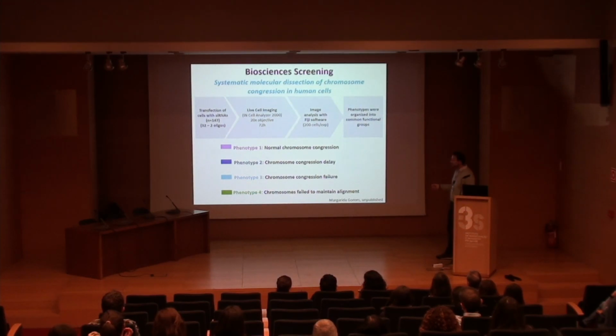Phenotype 1 is basically no phenotype, so it's normal. Phenotype 2, there is a delay in the process, but they ultimately make it. Phenotype 3 is that they never make it, so they cannot complete the process. Phenotype 4, they complete the process, but then they fail to keep the chromosomes aligned. So all these 4 categories, if you take a snapshot, will tell you exactly the same thing, but they actually mean completely different things. The underlying reasons are completely different.